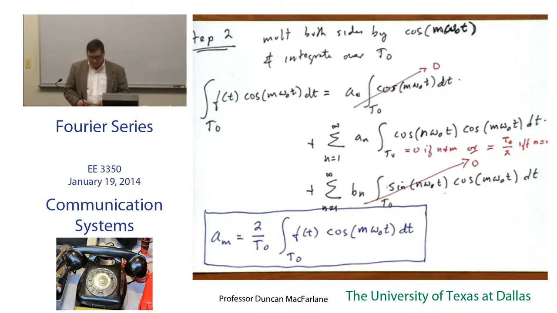More practically, I suppose, this just gives us the way of calculating what A sub M is. So we now have A naught, and we have all the other higher harmonics for the cosine terms.